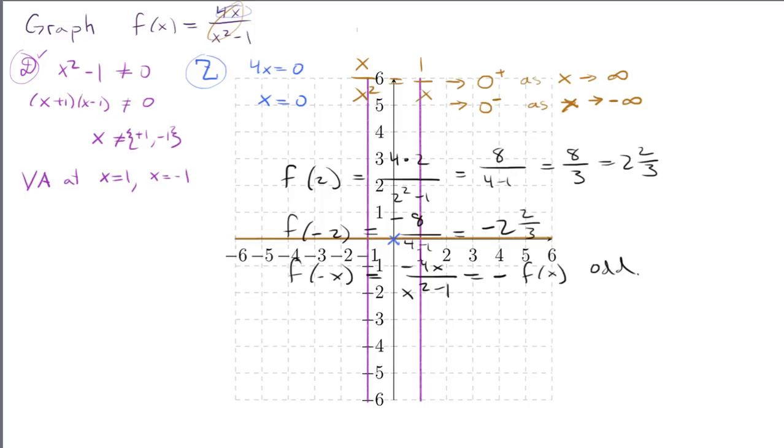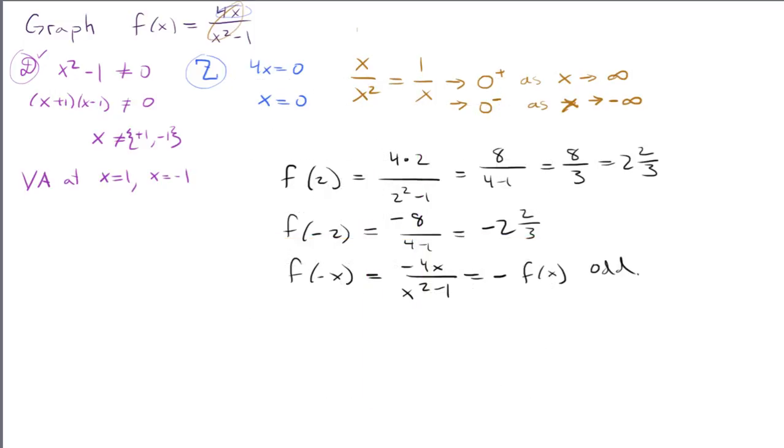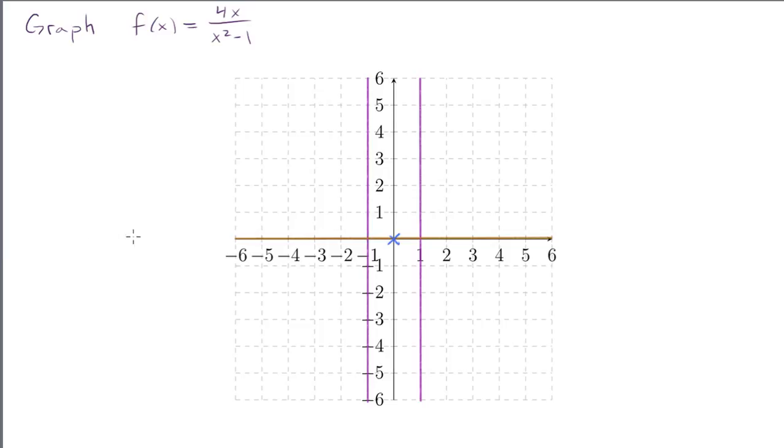f of 2 is 2 2/3. So here's 2 2/3, f of 2. And then f of negative 2 is negative 2 2/3. That's about right there. Okay. And we know this is going to approach 0 from below. We know this is going to approach 0 from above.